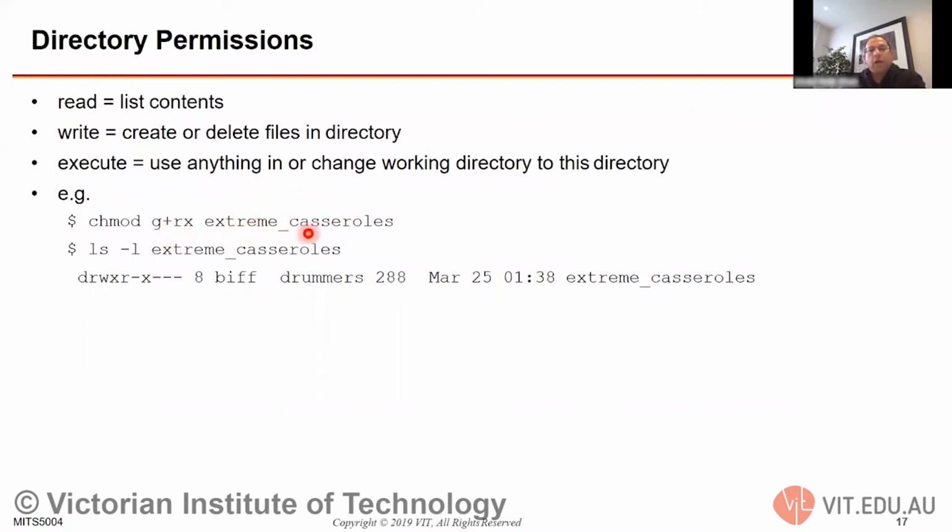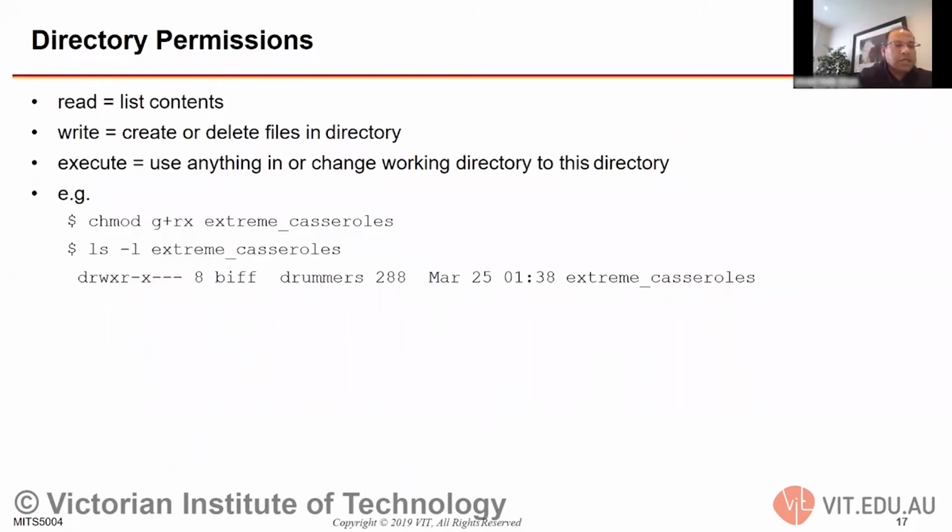This could be a file or a folder, and you're giving the group read and execute permission. So when you do a listing of that particular file, you can see there will be read and execute permission given for the group. And for the rest of the world, there's no permission. You can see it's dash, dash, dash. That means the rest of the world doesn't have permissions.